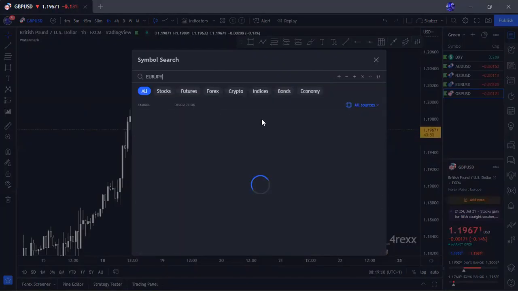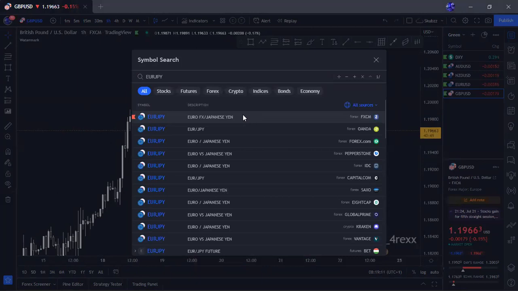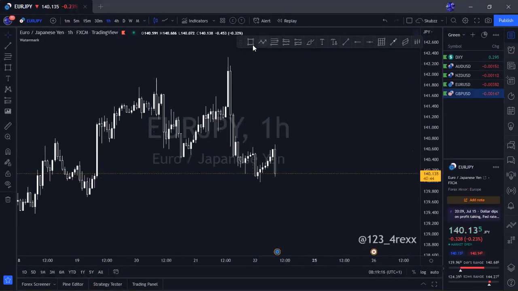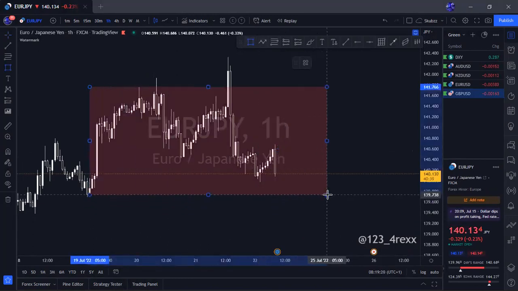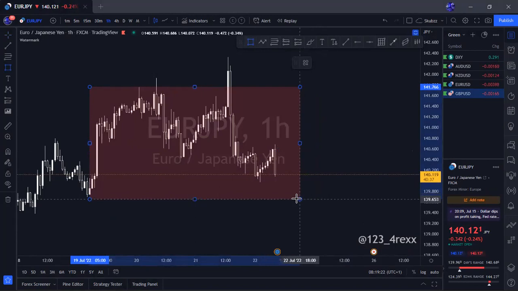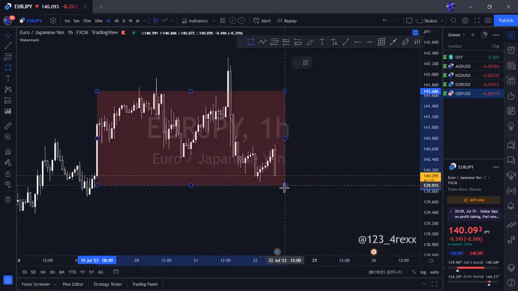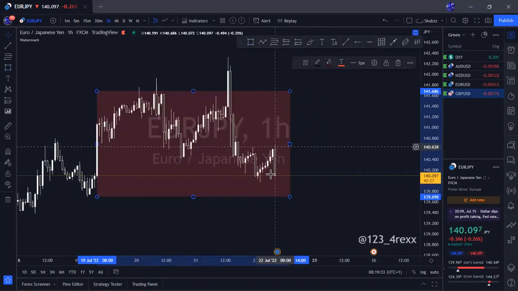EURJPY. EURUSD is consolidating, so it might be consolidating. So see what I'm talking about, yeah? Look at it from the macro perspective. This is one hell of a range. We saw price exit at the top and then price just came back inside again. And price is going to the bottom of the range again. So I'm still going to sit out on this one.